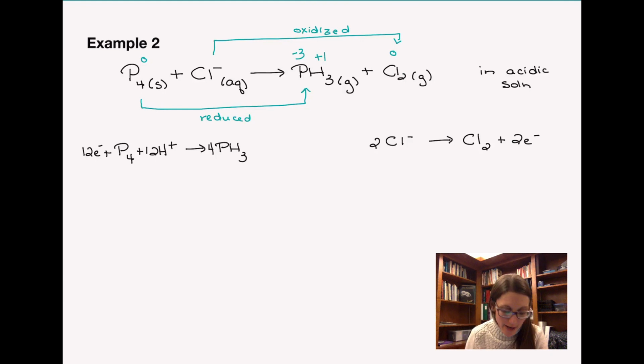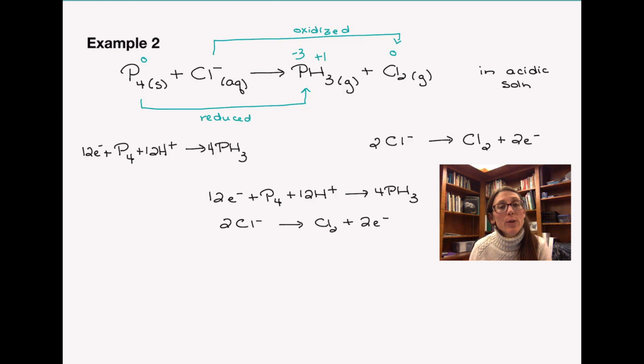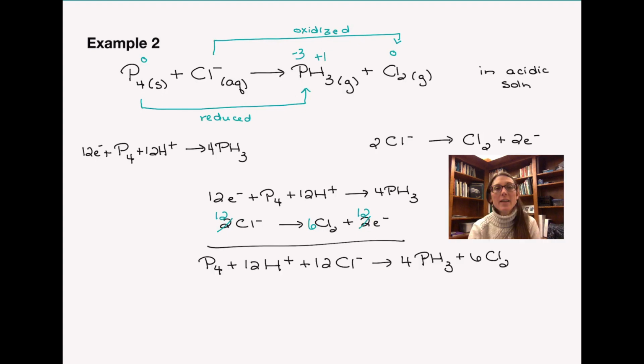So I'm going to stack them again. And then before I go any further, I'm going to make sure I've got the same number of electrons in both equations. I don't, so I'm going to need to multiply the bottom equation through by a coefficient of 6 in order to have 12 electrons top and 12 electrons bottom. And at this point, I can add the equations, canceling anything that appears on both sides, which in this case is the electrons. And thus we have successfully completed another balancing of a redox equation in acidic solution.